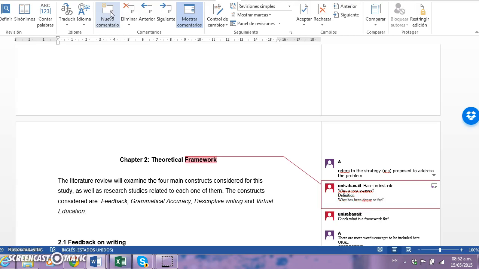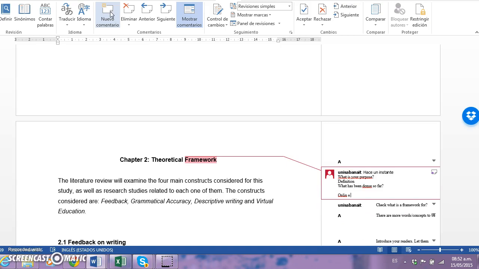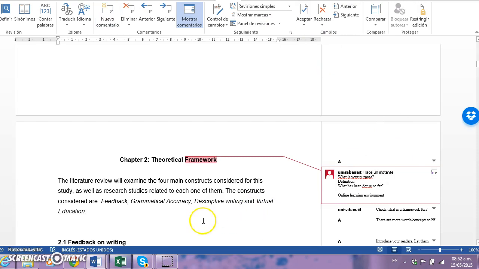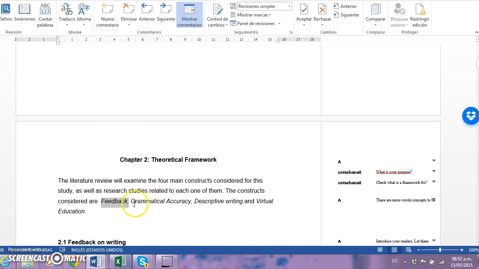Remember that something important in your study is that you are doing it in an online learning environment. So you are teaching students to write in an online learning environment. So try to balance, try to prioritize what's better for the paper. I am a bit worried because still it is not clear what's the purpose of the study. Is it the way to give feedback? Is it the way to improve grammar? Is it the way to improve writing?